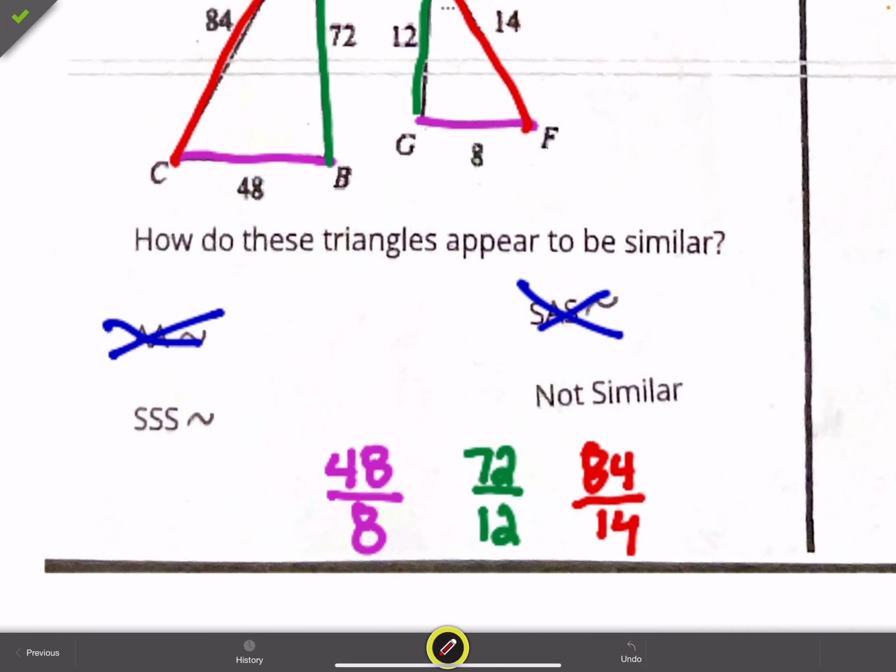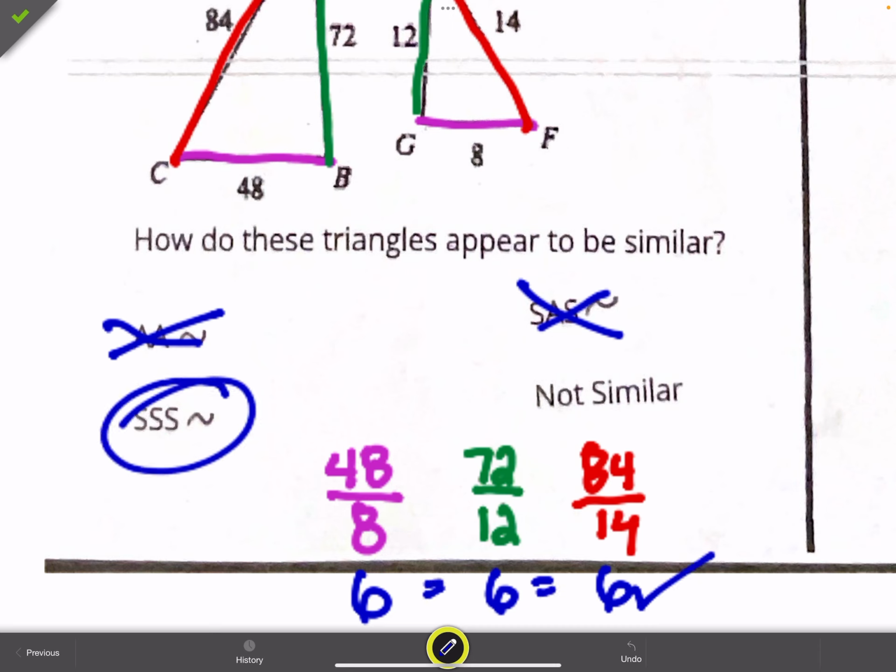Now, some of you can divide them out in your head. You're like, 48 divided by 8, I know that's 6. Well, then you don't have to type it into Desmos. 72 divided by 12, some of you might know that is 6. 84 divided by 14 actually does come out to be the same. So the sides do work.